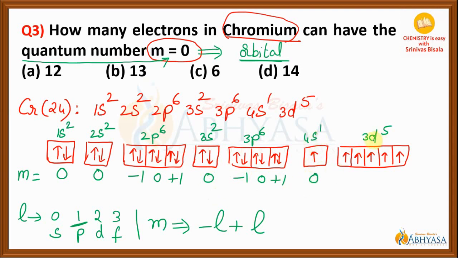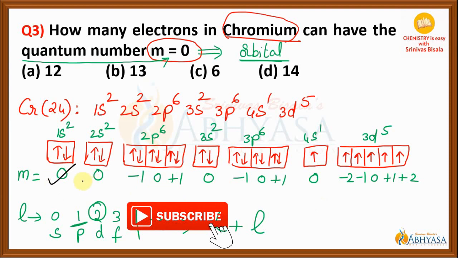And this is d sublevel. For d sublevel l value is equal to 2. So what will be the m value? m value will be -2, -1, 0, +1, +2, isn't it? So from here we can easily count how many electrons are there with magnetic quantum number m equal to 0.